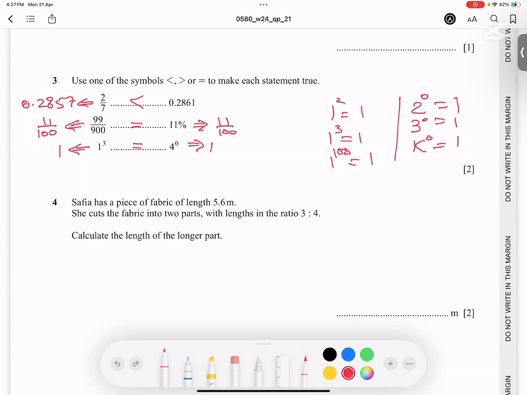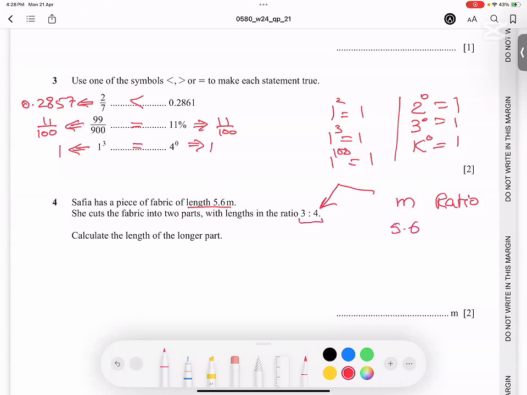Question number 4. S has a piece of fabric of length 5.6 meters. Okay, total length 5.6 meters. She cuts the fabric into two parts with the ratio 3:4. What is the length of the longer part? Longer part means I'm looking for the 4. So I will write two titles: I write here meters and I'm writing here ratio. So 5.6 meters, I'm writing under here.